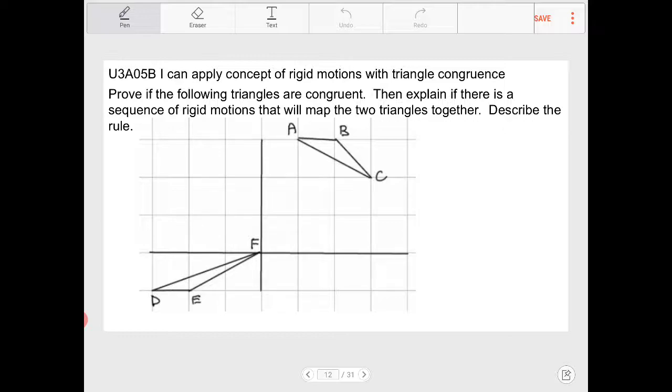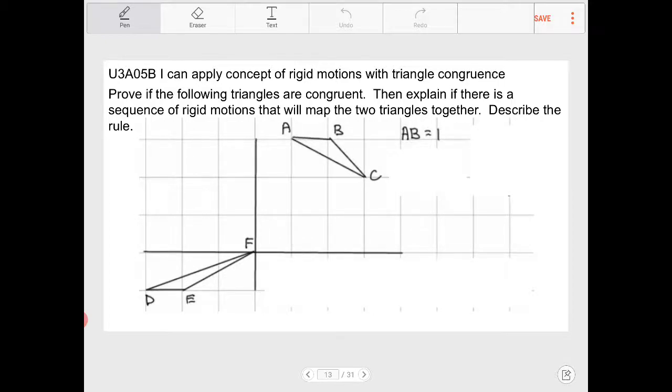We are going to find what the side length of AB is. AB is equal to 1. BC is equal to square root of 2, and AC is square root of 5. We can then also find the length of DE, which is also 1. EF is square root of 5, and finally DF is equal to square root of 10. Thereby, looking at these two triangles, it looks like triangle ABC and DEF are not going to be congruent. Because they're not congruent, a sequence of rigid motions will not allow us to map ABC onto DEF. It wouldn't be possible.